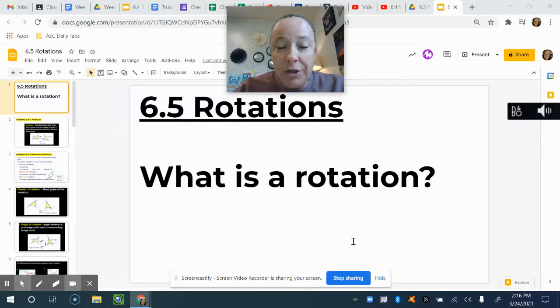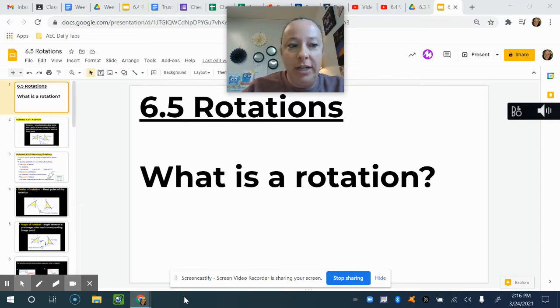6.5, we are on to the third transformation. In 6.3, we did translations. In 6.4, we did reflections. And now in 6.5, we're doing rotations, the third of four transformations that we're going to be looking at.